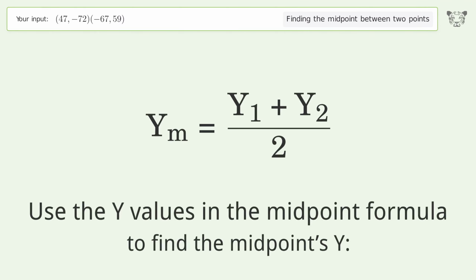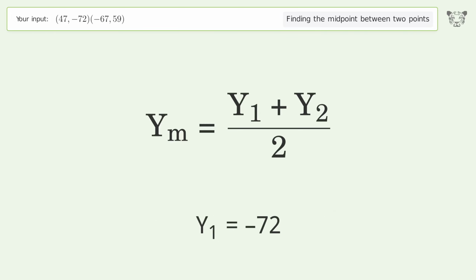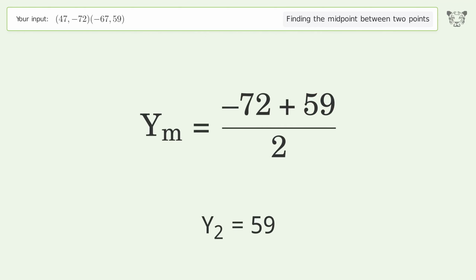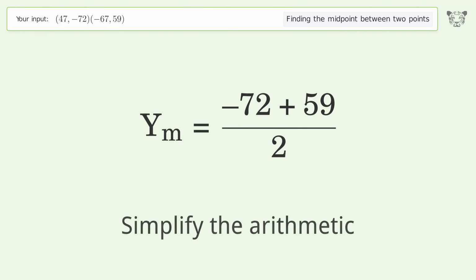Use the y values in the midpoint formula to find the midpoints y. y1 equals -72. y2 equals 59. Simplify the arithmetic.